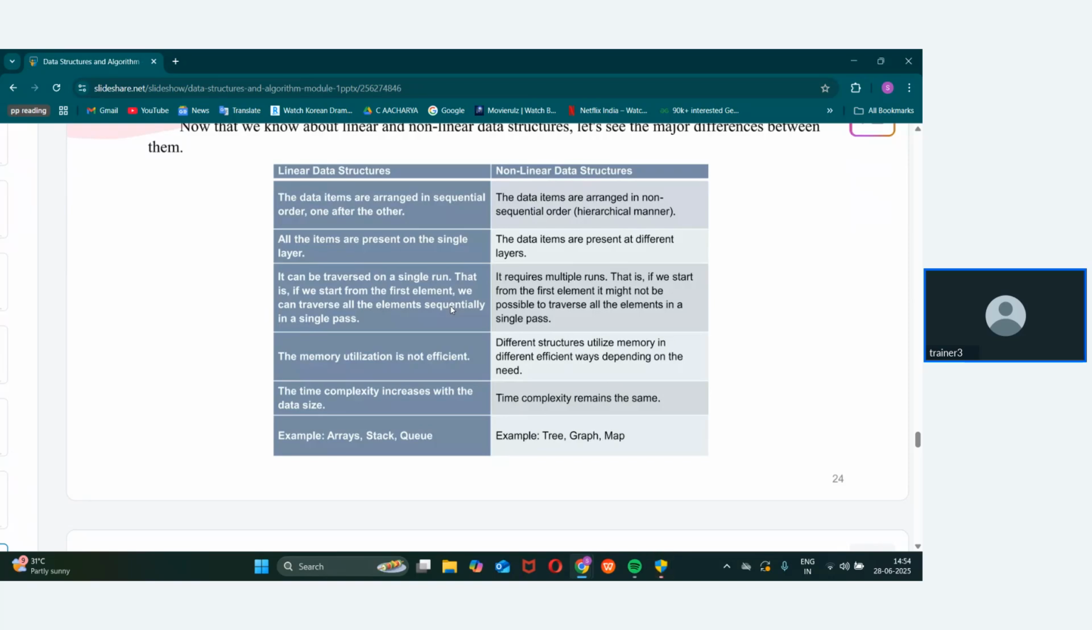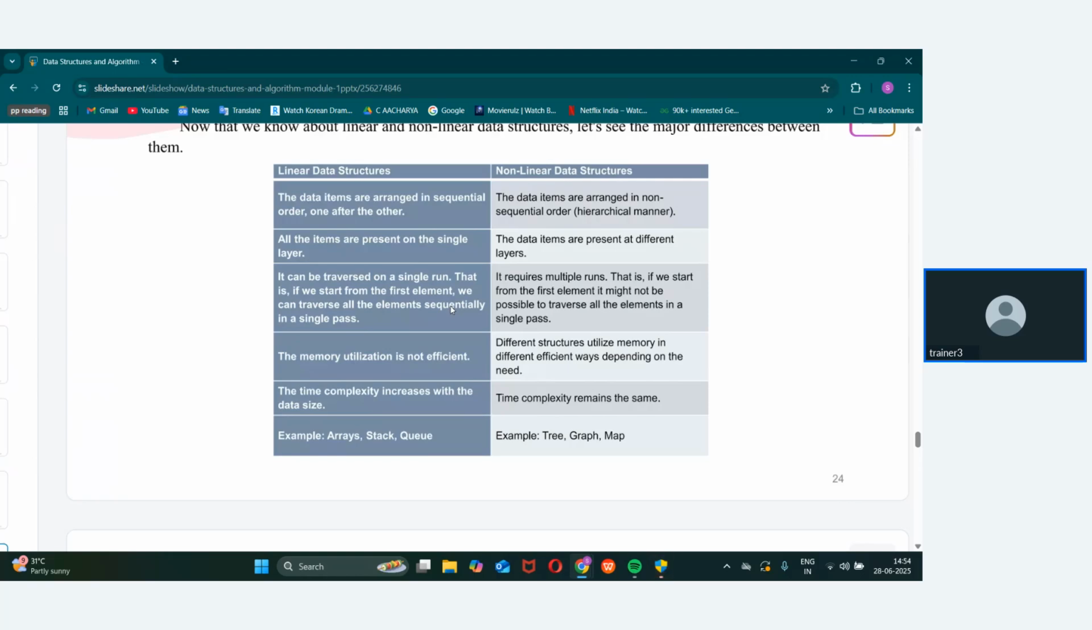So coming to linear data structure, as we have learned, it does not cope up well with complex data. So when data or problems become complex, they cannot be used. They are not efficient basically. And then coming to here, different structures utilize memory in different efficient ways.